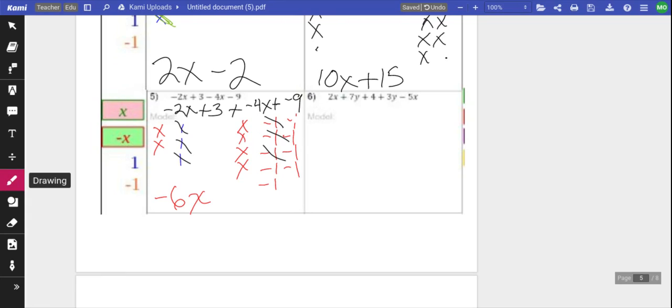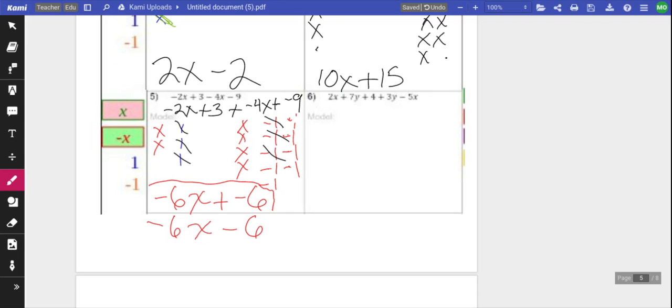So how many do I have left? I have 1, 2, 3, 4, 5, 6. So a negative 6x, sorry, I read the x and it made me think of that. So a negative 6x plus a negative 6. Or we could say that we had a negative 6x minus 6. Those mean the same thing.